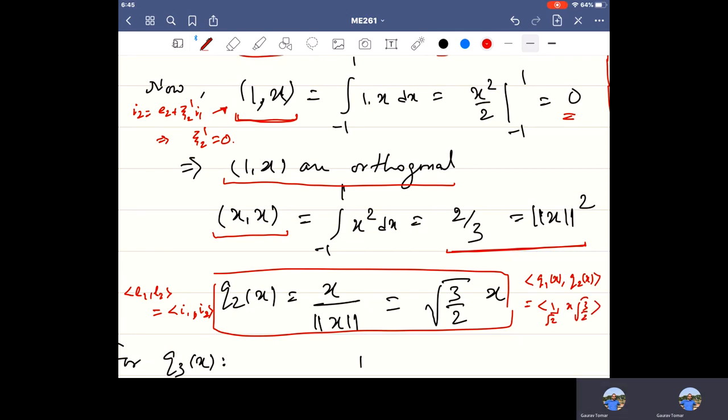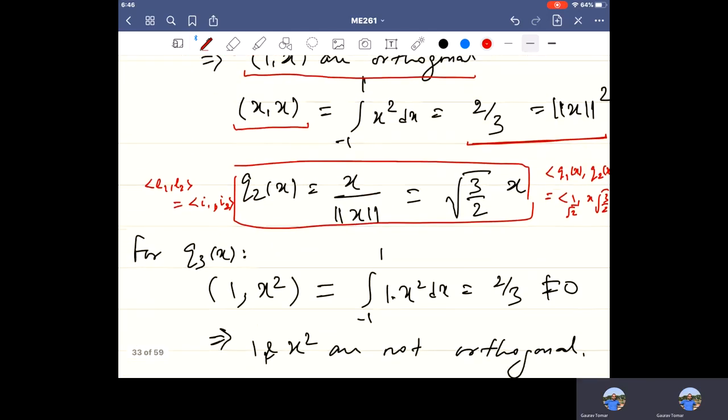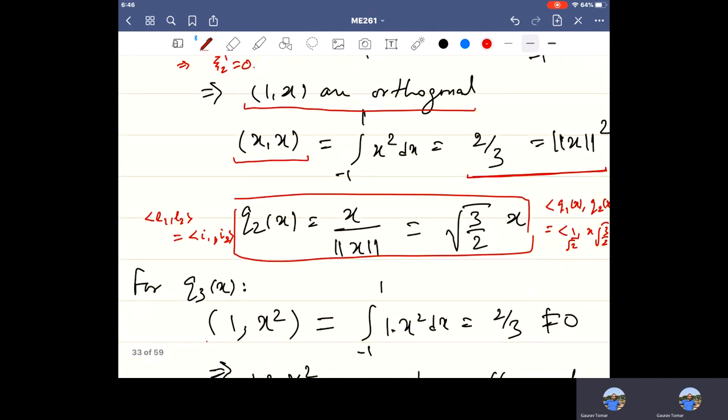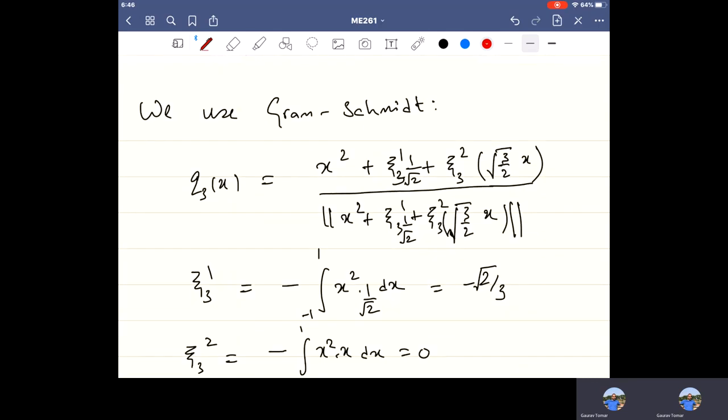So that's what this is. Correct? Now we want to find the third vector, q3. For that, we take the inner product between 1 and x square, and you get 2 by 3, which is not 0. It's not orthogonal clearly. And so 1 and x square are not orthogonal, as we had seen earlier. And so now we use this Gram-Schmidt orthogonalization.